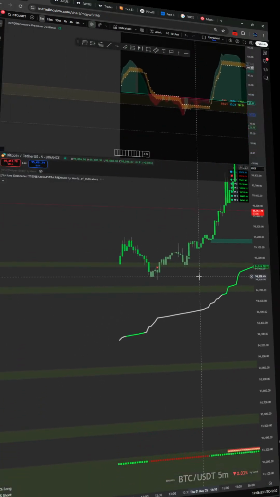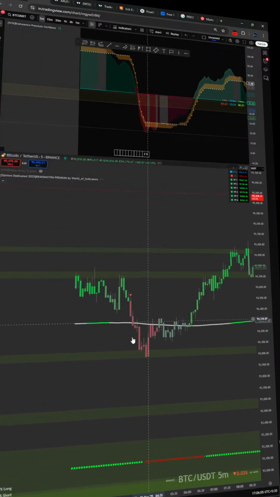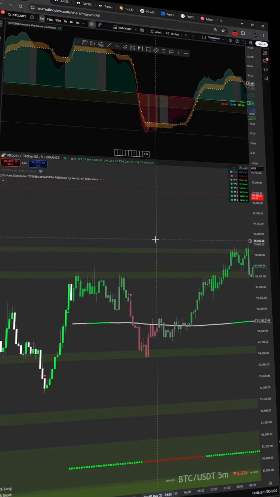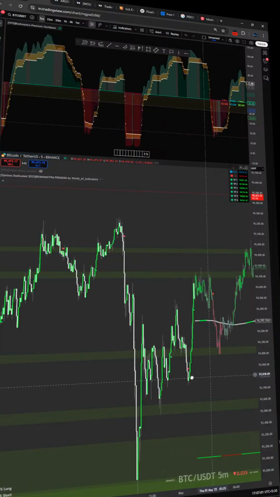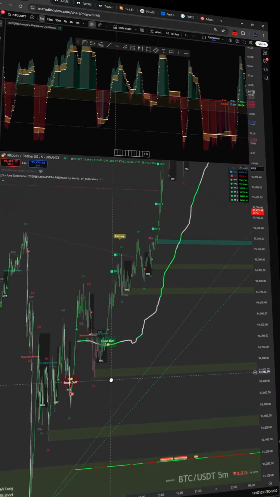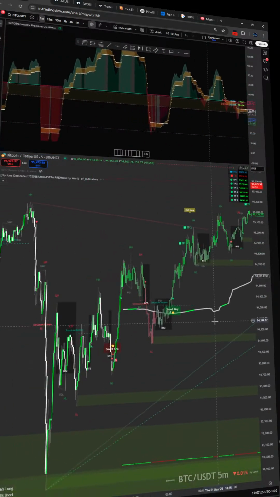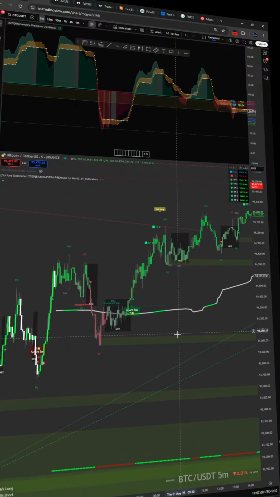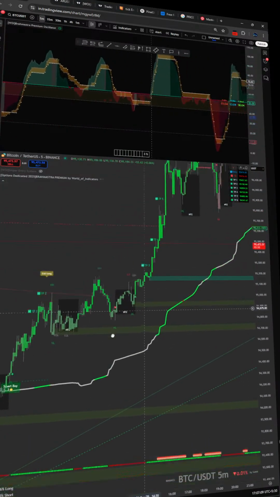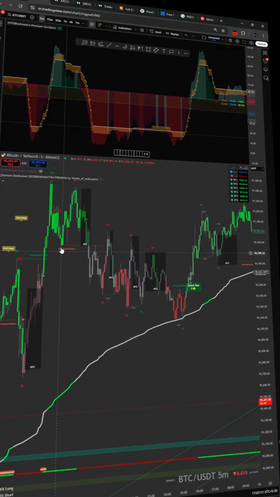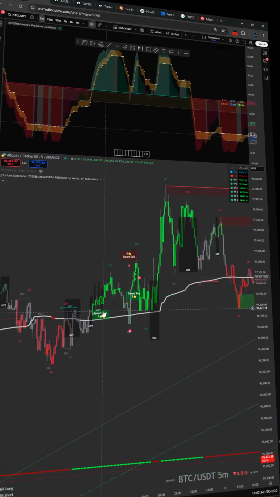Anything above this 200 EMA, which is another kind of 200 moving average, you only get a buy signal. Above this you only get a buy signal. No sell signal, buy signal, buy signal.